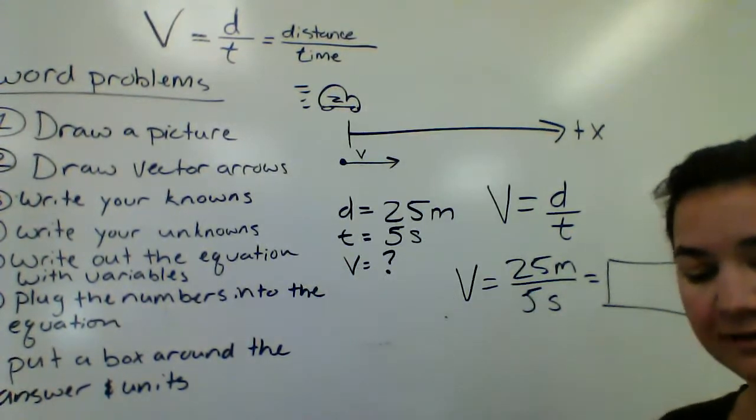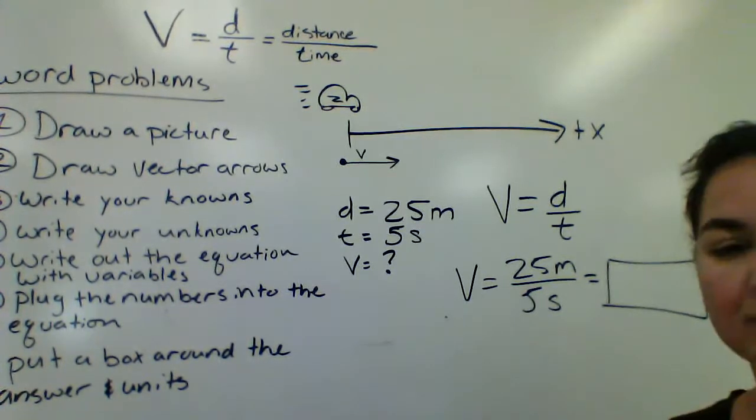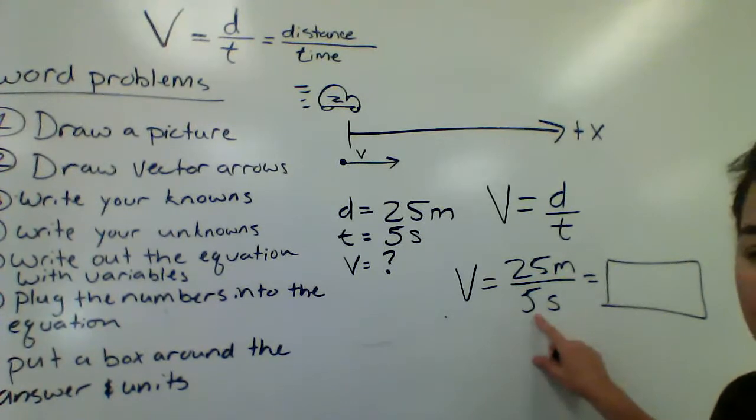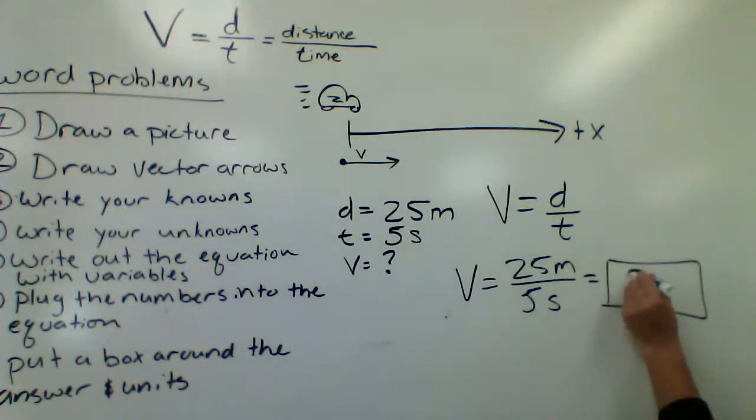The answer is 5. And you might have been able to do that in your head. Good for you. You know your times tables. 25 divided by 5. 5 goes into 25 5 times. So here's our answer, 5.